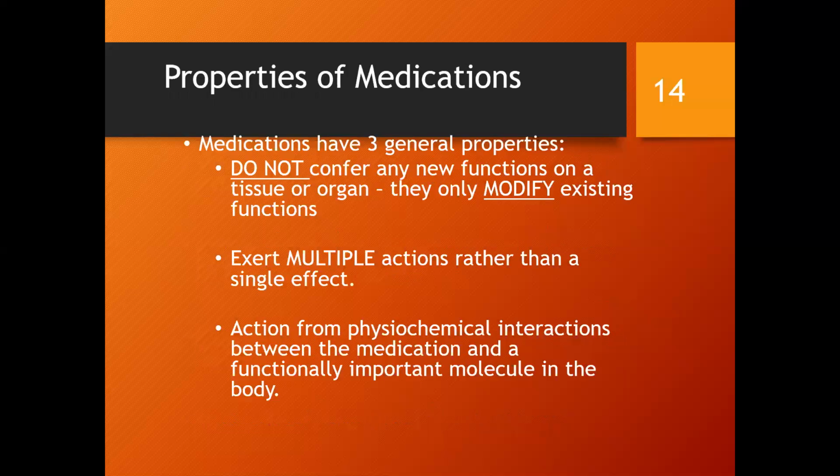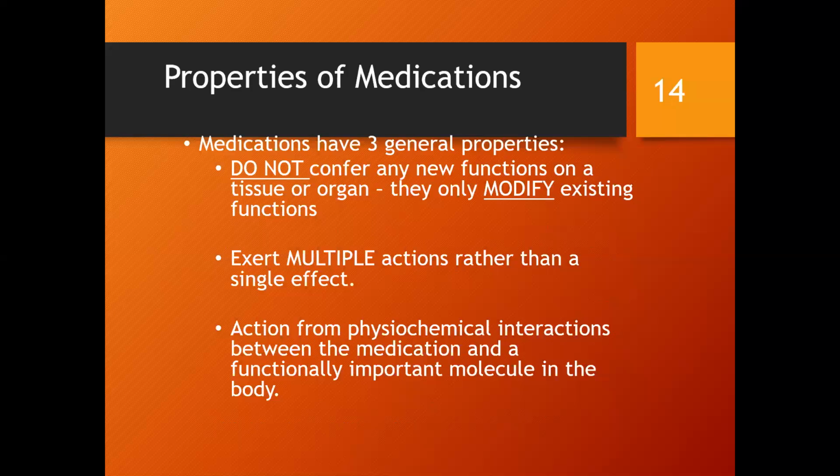Properties of medications. Medications have 3 general properties. They do not, I repeat, they do not confer any new functions on a tissue or an organ. So they can't cause your heart to do something different than what it would normally do, okay? They only modify existing functions. They either enhance or they block what the body's trying to do, okay? So they either aid it in what it's supposed to do or they block it if it's overdoing it.